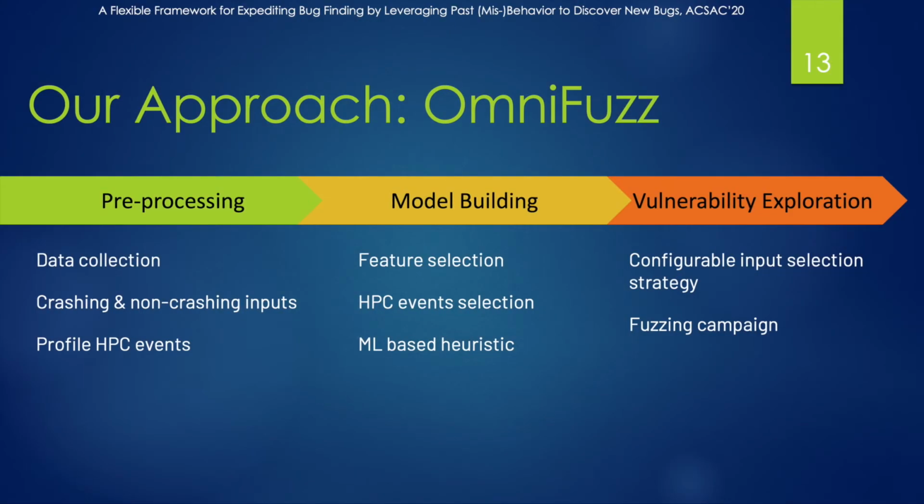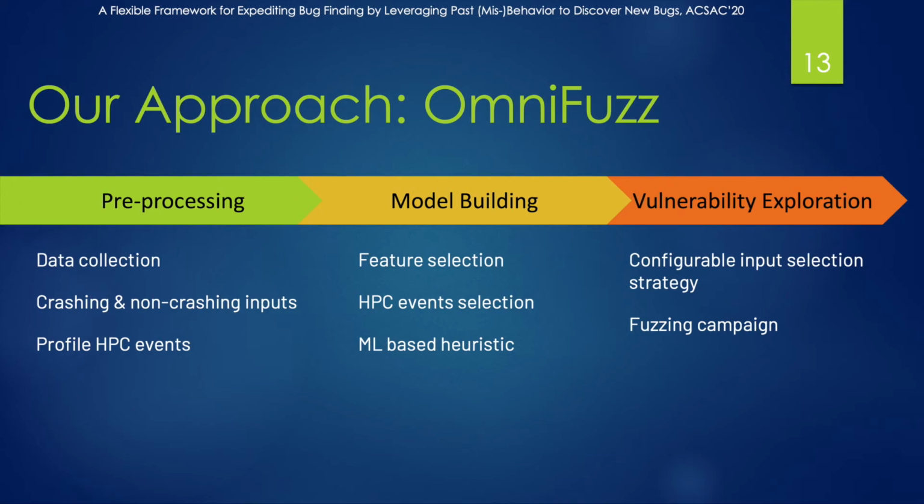Our approach is named OmniFuzz, that is, fuzz in multiple directions. It has 3 stages. Pre-processing involves data collection, that is, crashing and non-crashing inputs on an older version of a program, and profiling HPC information. Model building involves feature selection using HPC events and heuristic generation using a machine learning approach. Vulnerability exploration provides configurable input selection strategies to fuzz in different directions.